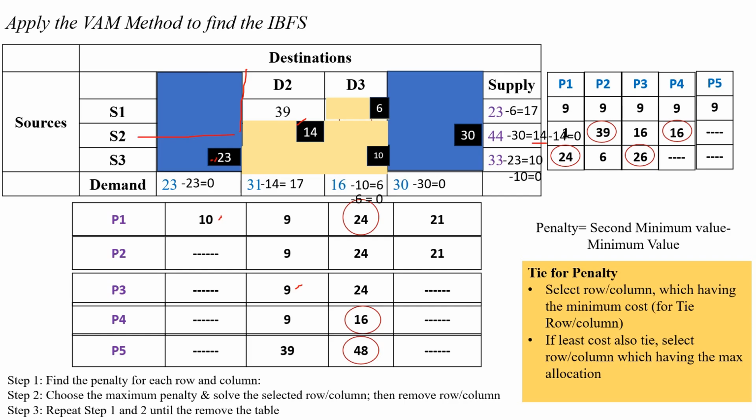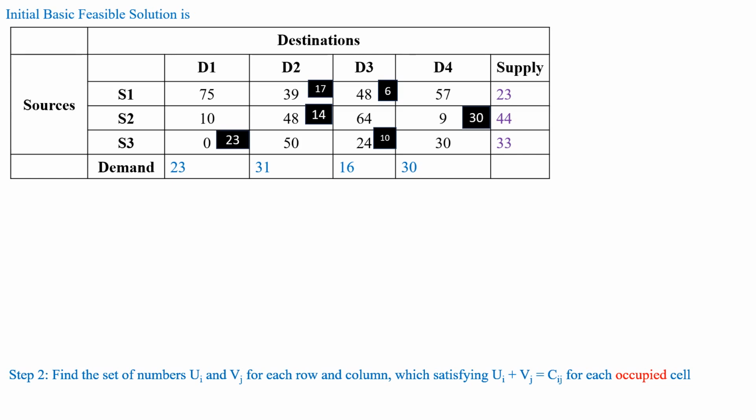So next, the last one, 39. Here observe the supply as well as the demand. So both are 17. Allocate the 17 and subtract the 17 from the supply as well as the demand. Both will get 0, and remove the row as well as the column. This is the initial basic feasible solution.